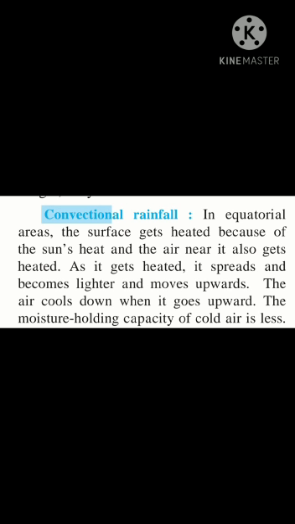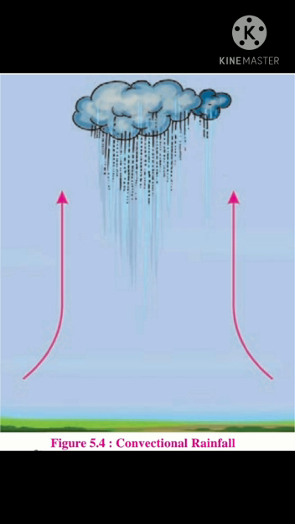takes place. Water droplets fall on the ground as rain. Such rains are known as convectional rains. Let's observe this picture. This picture is of convectional rain. In the equatorial region, the land gets heated very fast. By afternoon, the convectional rain process begins. This results in heavy rainfall every day in the afternoon or evening.